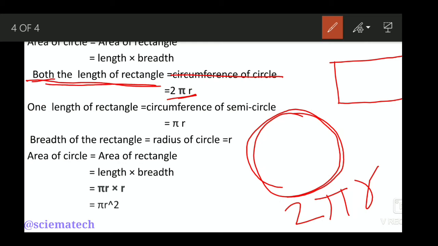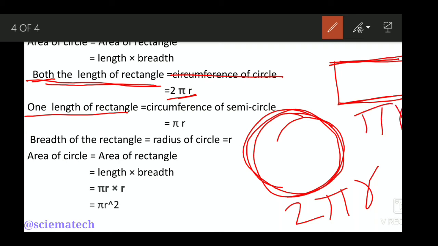But there are two lengths, one length and the other length. So the whole circle's circumference is 2 pi r. So both together will be 2 pi r. So if I want one length of the rectangle, this will be pi r and pi r. So this length will be pi r, this length will be pi r. So one length of the rectangle will be the circumference of the semicircle. If you say half the circumference of the circle, this will be pi r.